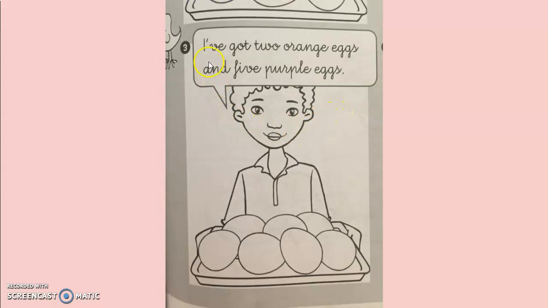Number 3. I've got 2 orange eggs and 5 purple eggs.